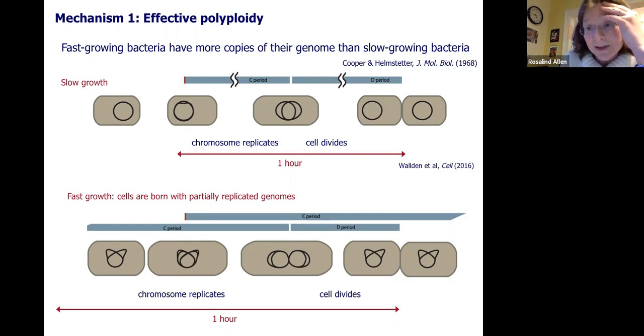So the faster the bacterium's growing, the more copies of particular genes in its chromosome it will have. And that's actually something that's been known for a very long time. There's a seminal theory by Cooper and Helmstetter from the late 1960s, which quantitates how many copies of the DNA you expect to have for a given growth rate, and at what time during the cell cycle the cell's going to initiate replication depending on its growth rate. So this is all well-known stuff. What's it got to do with phenotypic delay?